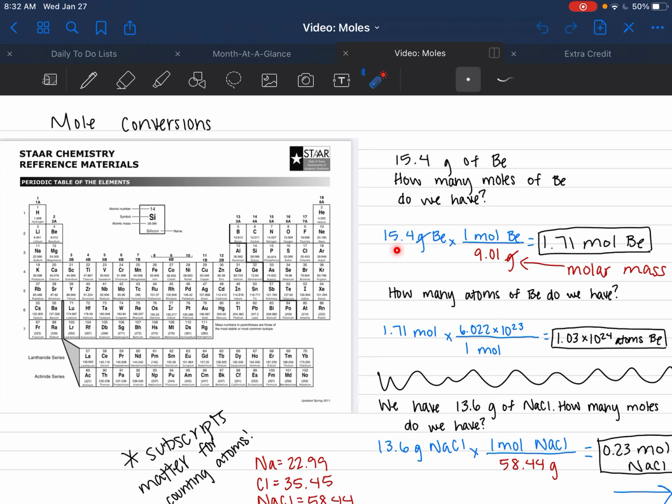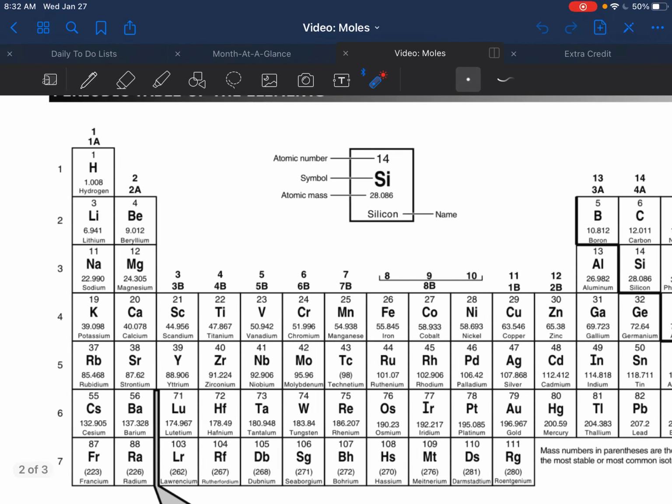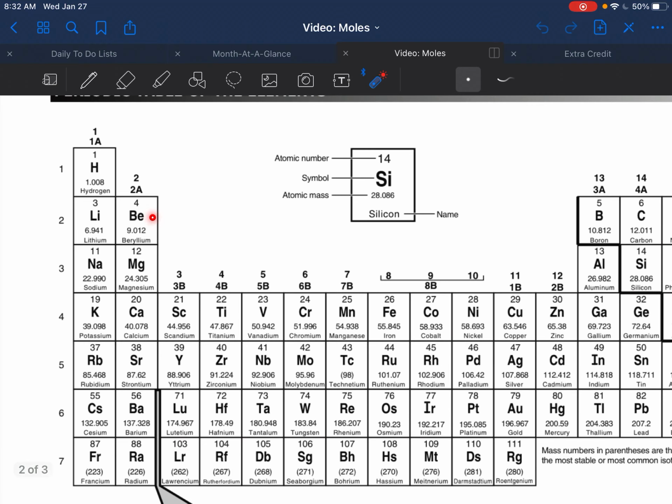So we know we were given 15.4 grams of beryllium, but we don't yet know how many grams are there in a mole. So we are looking for what's called the molar mass. So how many grams of something are in 1 mole? And the way we find that is we look at our periodic table. So notice over here we have beryllium, and we have this 9.012. Again, that is our atomic mass. But something we also know is that 9.012 is the number that we use for our molar mass.